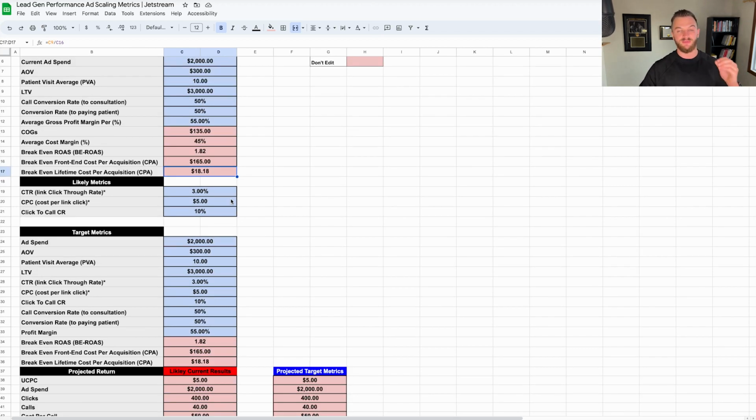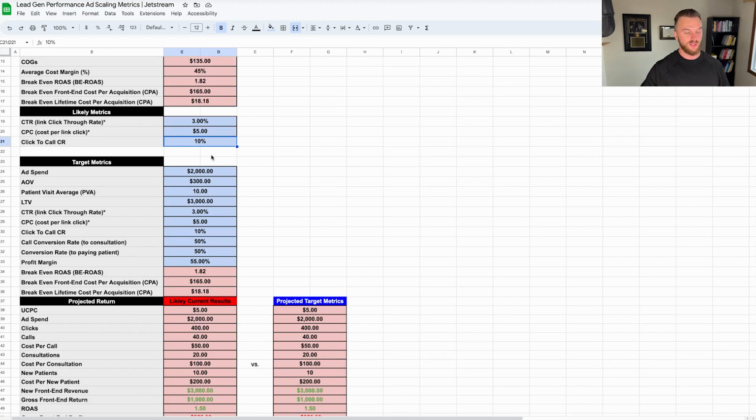Now, let's take a look at some likely metrics for ads. We can actually forecast these based on projections and what we've seen in most local spaces for most niches. What are your actual likely metrics? In this case, our CTR is about 3%, and that's okay ads. They're not highly targeted. They're not highly optimized, but they're okay. Your average cost per click in a highly competitive space would be about $5. And let's say your click to call rate is about 10%. So you're getting really highly engaged traffic. It does cost you about $5, but about 10% of those people actually click to call.